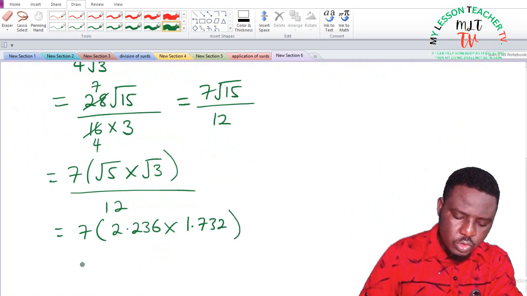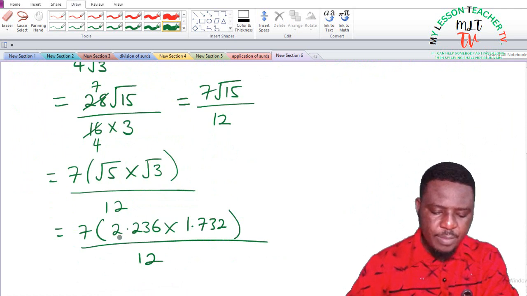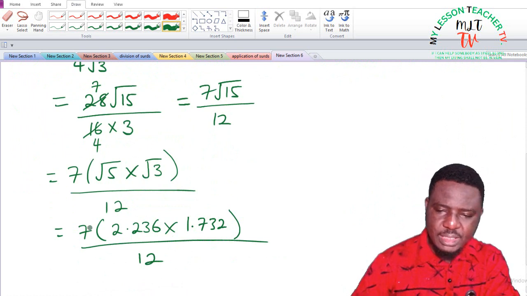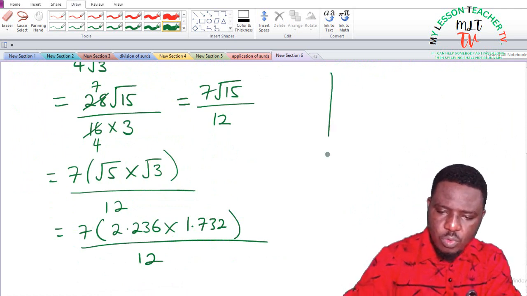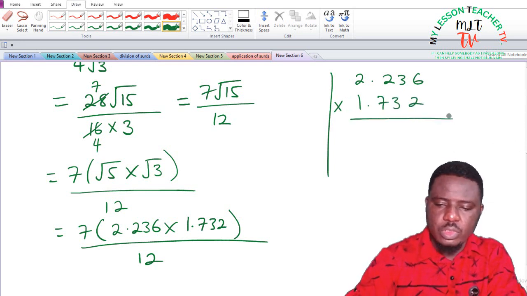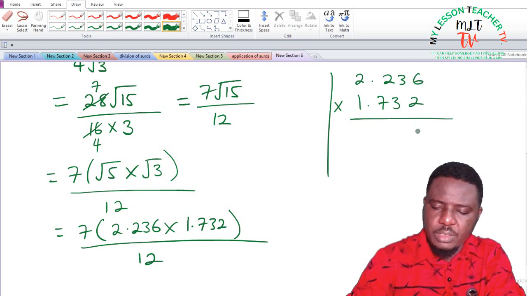1.732, so divide by 12. I'm going to multiply 2.236 by 1.732 before I multiply by 7. So this is 2.236 to be multiplied by 1.732. So we multiply: 2 times 6 is 12.